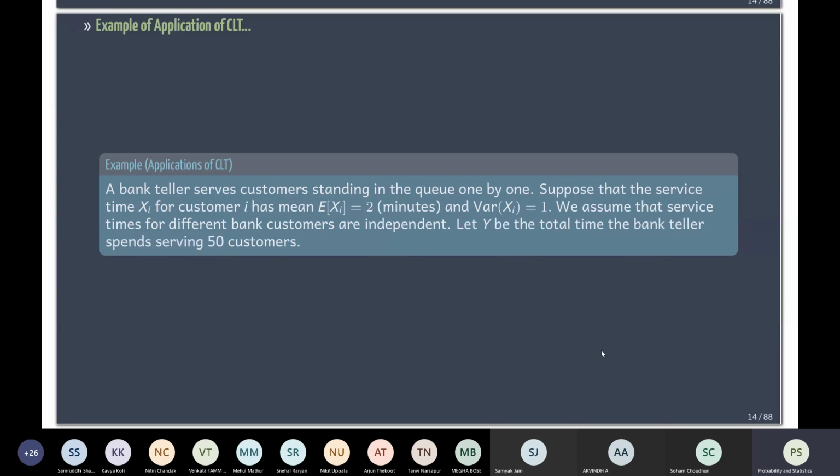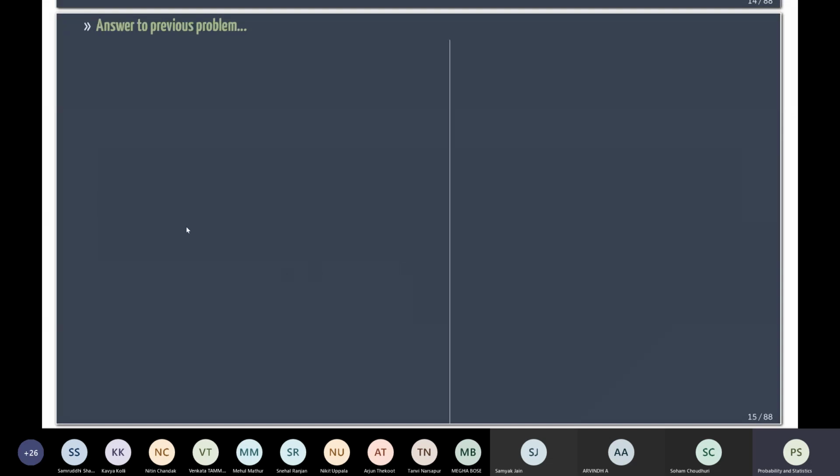Let Y be the total time the bank teller spends serving 50 customers. So Y is the total time. So obviously we are getting into the precise formulation. Y is the sum of the Xi's, right? That will give us the total time the bank teller spends serving 50 customers. So n here is 50. Find the probability that Y is greater than 90 and less than or equal to 100, right? So we can try to solve this here.